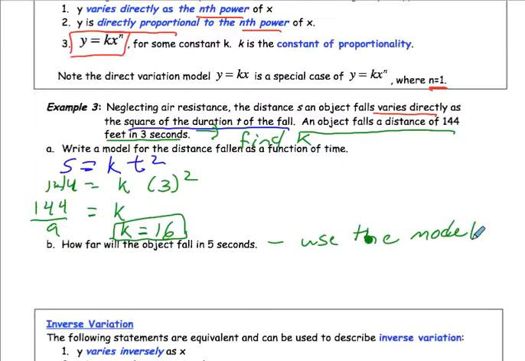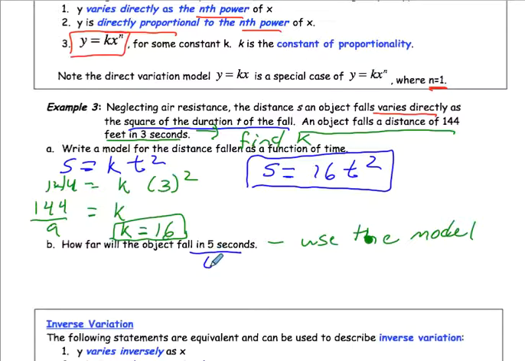Okay, so now we have our model. Oh, I didn't write the whole model, so don't make that mistake. So S is equal to 16 t squared. Once I found K, we have to go back and put that back into our model. Now we're going to use the model. In this case, t is 5, so substitute this in. So S is going to be 16 times 5 squared, which is 16 times 25, and 16 times 25 is 400. So this is going to be 400, and the units here are feet.